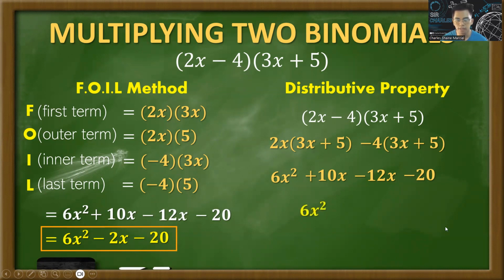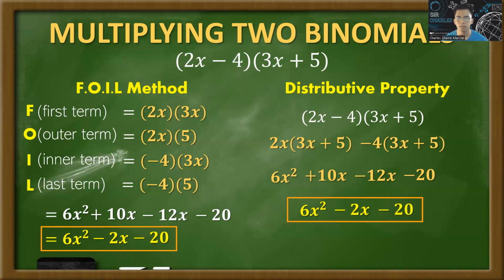Bring down muna natin si 6x squared. Then, isolve natin si 10x minus 12x. So, that is equal to negative 2x. Paano naging negative 2x? Kasi, they have different sign. Positive si 10x and negative si 12x. So, magsusubtract tayo. So, 10 minus 12, that is equal to 2. And since mas mataas si negative 12 kaysa kay positive 10, ginamit natin si negative sign. Kaya naging negative 2x. Next, bring down negative 20. And the final answer is 6x squared minus 2x minus 20. So that's how it works using the FOIL method and the distributive property.